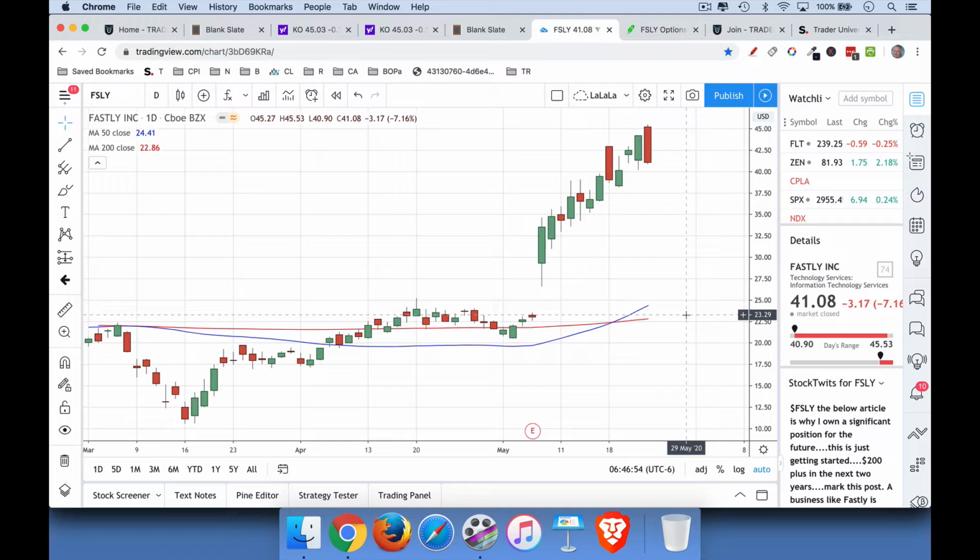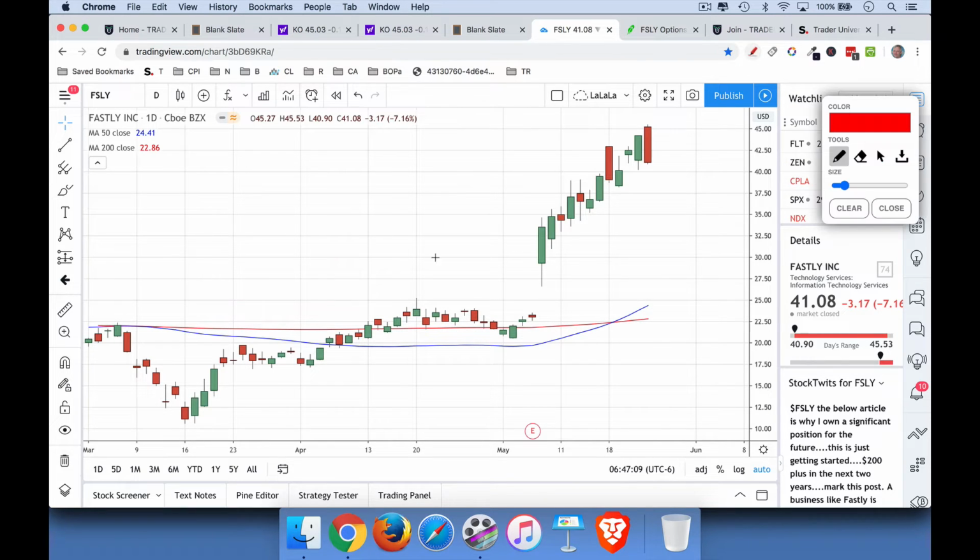So we know that we want to buy. We think the stock is going to go up. We think FSLY is going to go up. We can either buy the stock, or maybe if we're trading a smaller account, we would like to trade options on it. So if we want to buy 100 shares of the stock right here, 100 shares will cost us 100 shares times the stock price, 41.08, and so that'll basically be $4,108 just to buy 100 shares of stock.